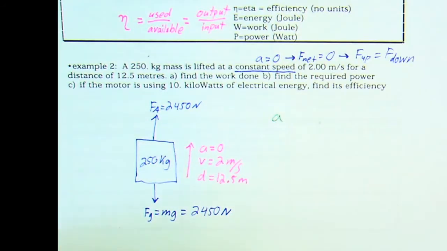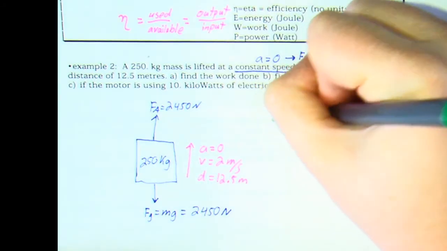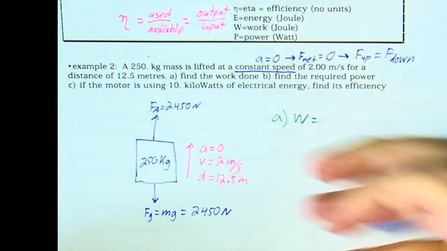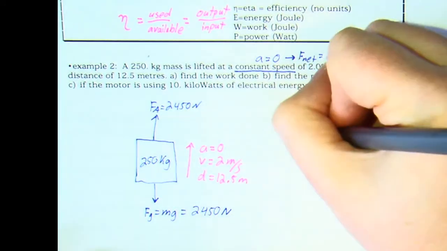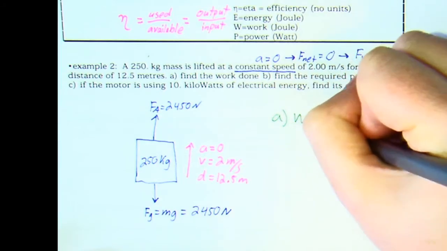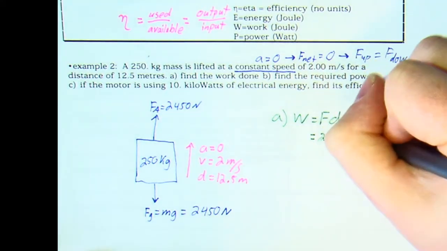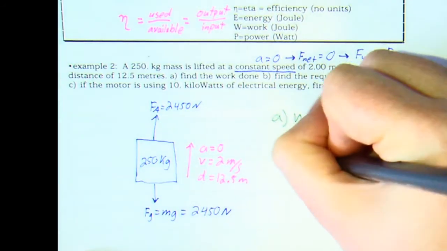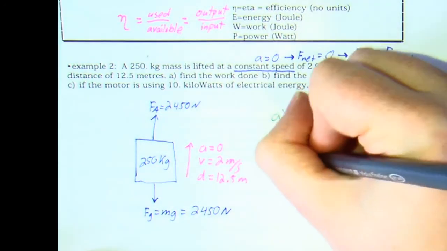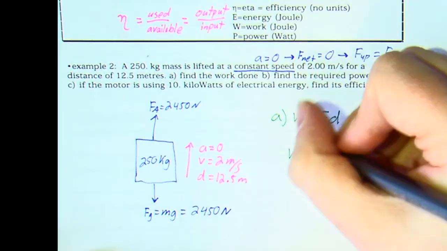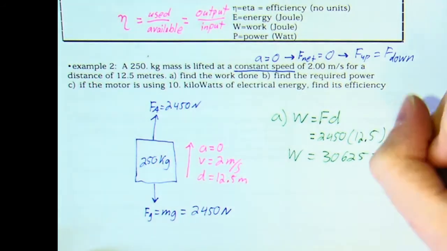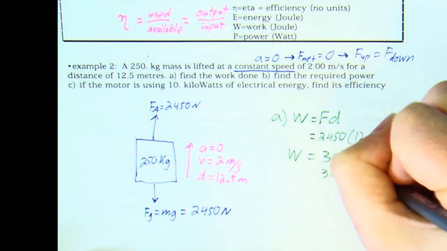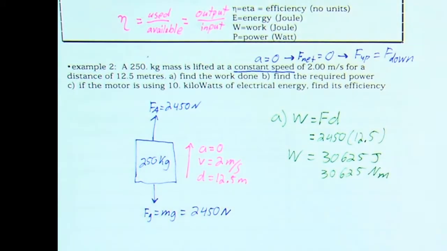First of all, we want to find the work done. So part A, work. We had a few expressions for it. The easiest one that we can use is force times distance. Work equals Fd. We know the force acting on this thing is 2,450 newtons. We know that the distance this thing was lifted was 12.5 meters, so we get an expression for the work. 2,450 times 12.5 is going to give me 30,625 joules, or 30,625 newton meters. Again, you have to have units, but we've got options for the units, so I don't particularly care which one you choose to use.